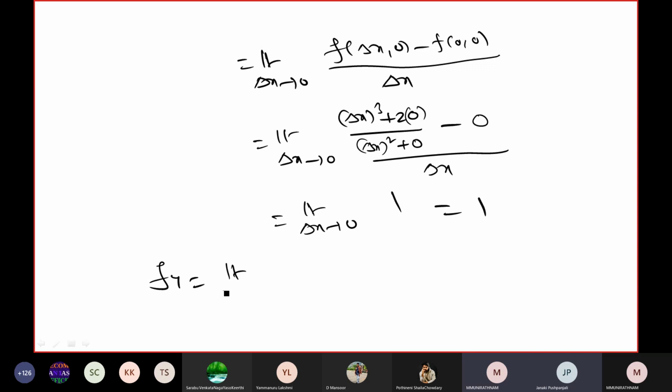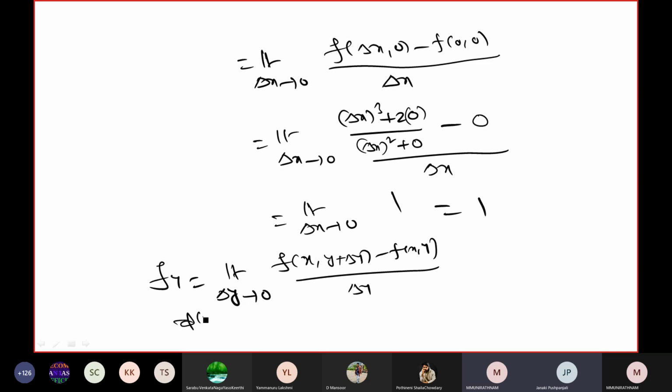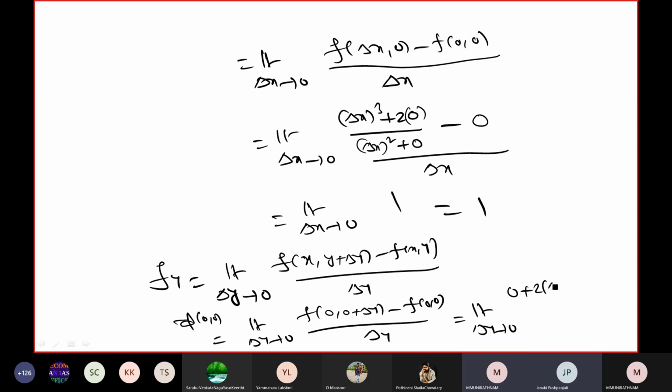Similarly, fy means the change along the y-axis: f of x comma y plus delta y minus f of x comma y by delta y, at (0, 0). That is the limit as delta y tends to 0 of 2 delta y whole cube by delta y whole square, minus 0, by delta y. So fx is 1 and fy is 2.